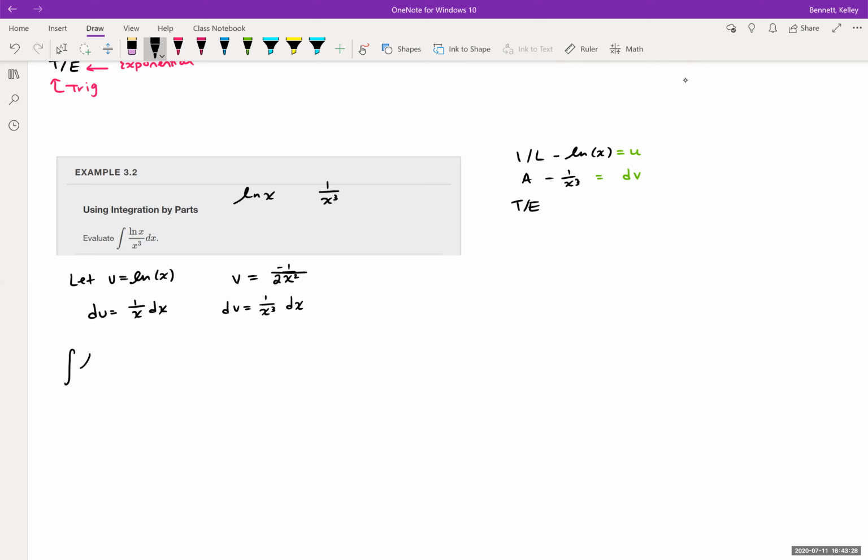And we can go ahead and set up our integral. So we have the integral of ln of x over x cubed dx. This equals uv minus the integral of v du. So u times v is negative 1 over 2x squared times ln of x. That's the product of u and v. And then I'm going to subtract off the integral of v times du. So I'm going to get negative 1 over 2x cubed dx.